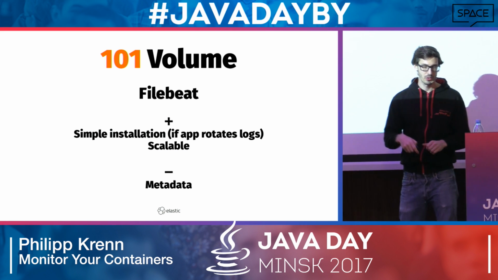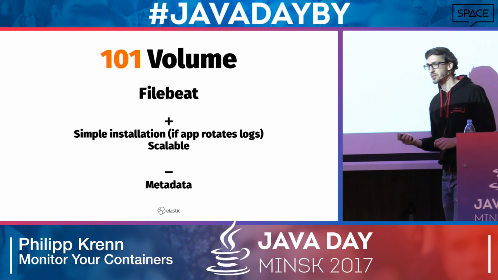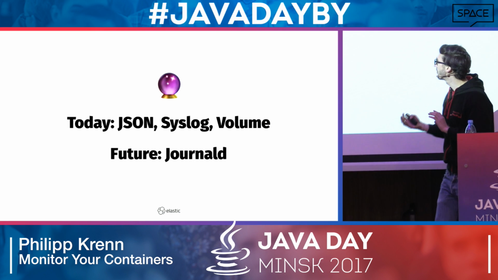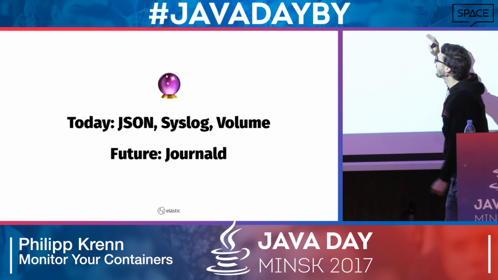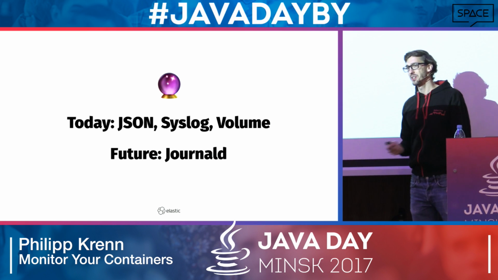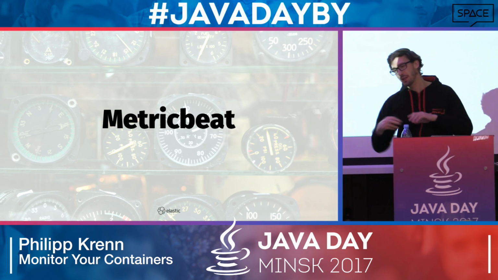And those were already the 101 options. Luckily, they were only binary. Otherwise, it would have taken much longer. So today, pretty much, we would recommend to have JSON, syslog, and volume. In the future, as soon as we have journald support, probably journald is the nicer thing to have. Next up, Metricbeat.